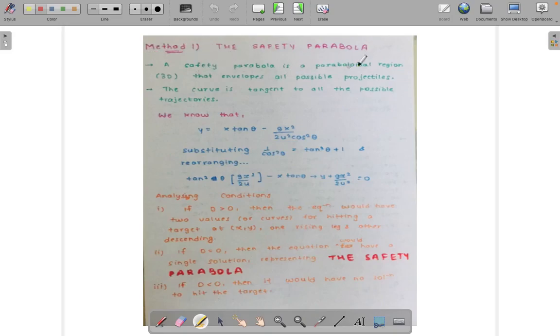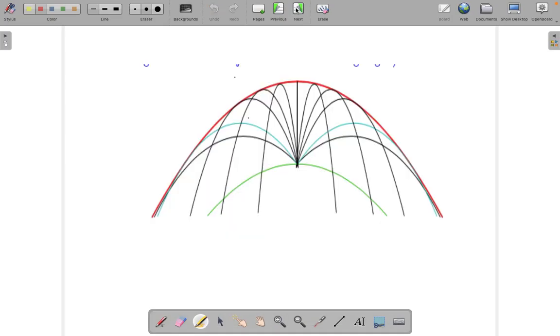A safety parabola is a paraboloidal region, that is 3D, that envelopes all the possible projectiles. The curve is a tangent to all the possible projectiles. Let me show what a safety parabola is. So, मान लीजिए यहाँ पे cannon है. Then all the possible projectiles, the green, black, cyan ones, and all these black projectiles are the possible projectiles that could occur at different initial launching angles but the same speed. So this red curve is the safety parabola, which envelopes all the different projectiles that could occur by this cannon.